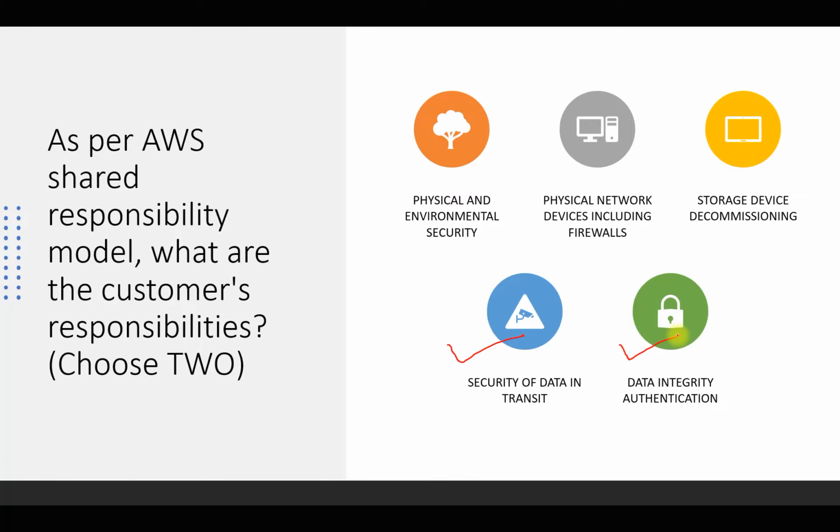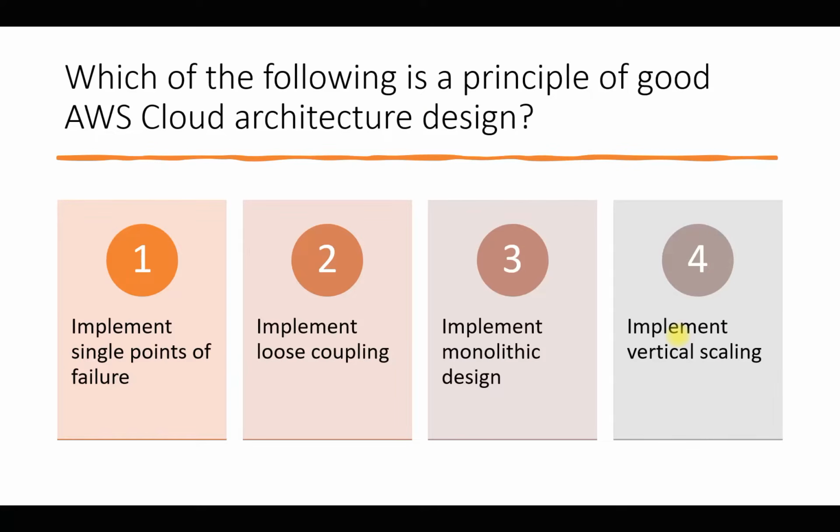Now we will talk about the next question. In this question, they are asking which of the following is a principle of good AWS cloud architecture design. This question can help you understand the Solutions Architect level exam as well, but it's a basic question, so we can consider it for our Cloud Practitioner. The first option is implement single point of failure. I think this is not correct, because we always try to avoid a single point of failure whenever we design or plan anything. So this is not correct.